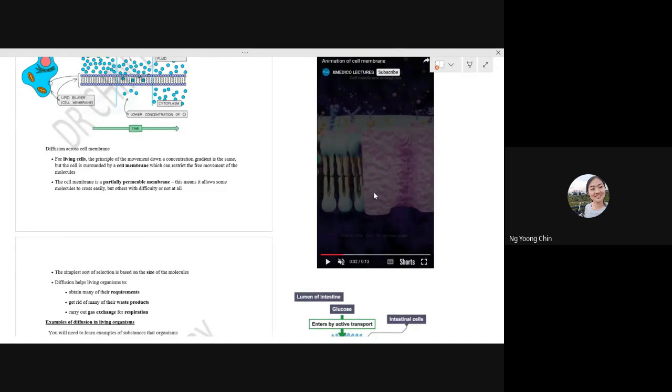Every cell has a cell membrane, right? No matter whether it is a plant cell or an animal cell, it must have a cell membrane. The cell membrane is comprised of this two-layer structure we know as the phospholipid bilayer.